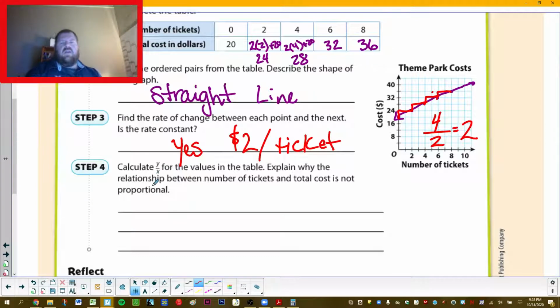Okay. Calculate y over x values in the table. Explain why the relationship between the number of tickets and the total cost is not proportional.